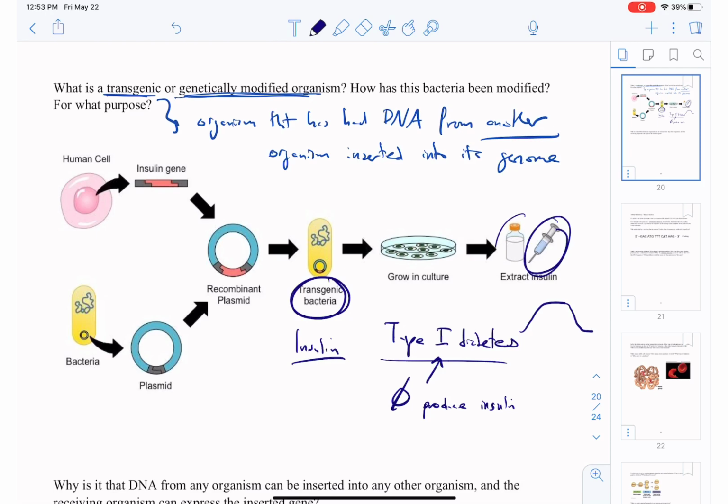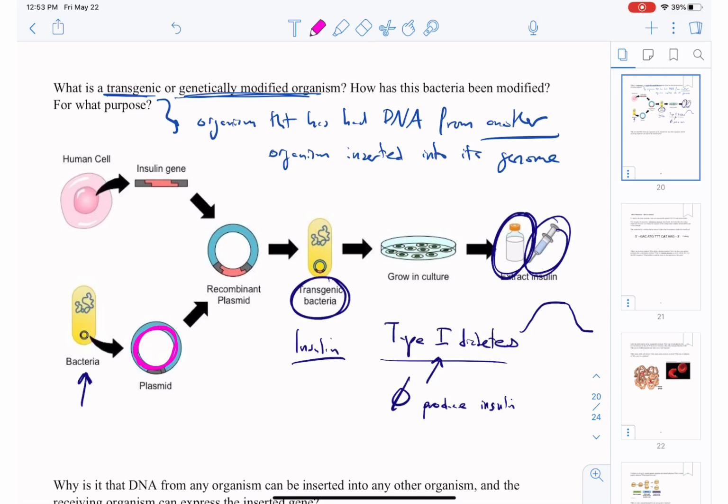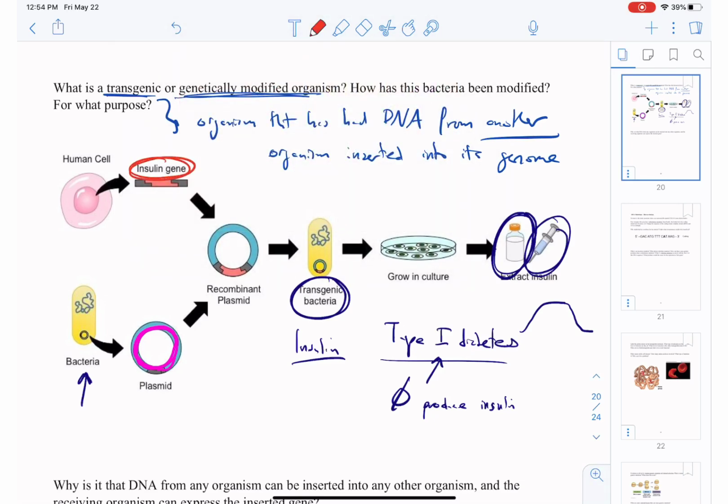So where are type 1 diabetics going to get this purified insulin that they're going to use for daily injections? Well, that's where we use this transgenic bacteria. So here we have a bacteria, and this plasmid represents the genetic material of the bacteria. It's a circular chromosome. And what we're going to do is we're going to take an insulin gene from a human cell, and we're going to insert that within the bacterial chromosome. So now we have a bacteria that has the human insulin gene as part of its chromosome. And guess what? That bacteria is going to express the insulin gene.